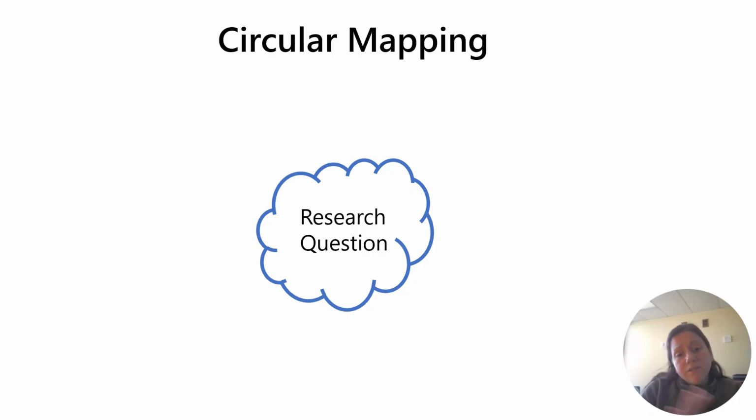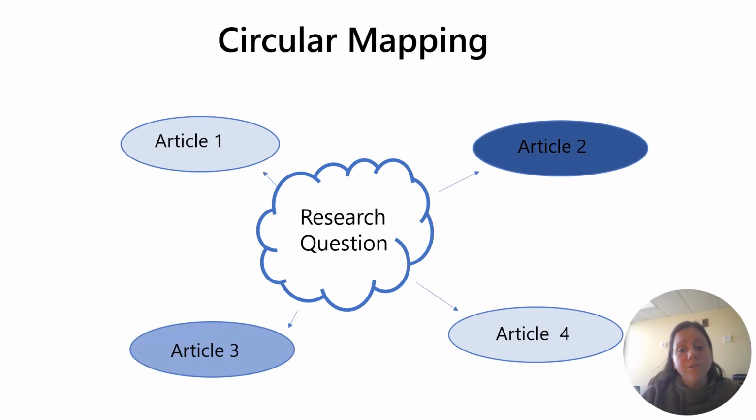Here is the circular mapping. This one can get a little bit confusing, especially for me, just in my eyes. So if you don't like circle maps, then you probably don't want to watch this slide. But again, we have our center topic, our research question, our dilemma, what we're trying to prove. Then we have our outer nodes, which are the articles that are within the research.